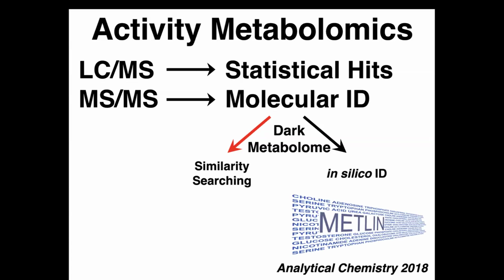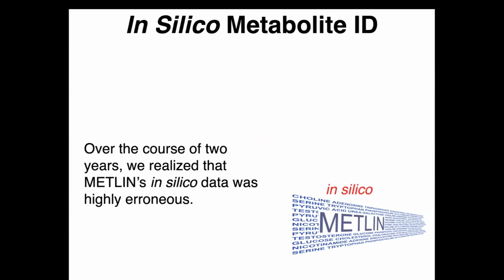And we originally populated Metlin in 2018, and that was mentioned in an Analytical Chemistry paper back then. However, over the course of roughly 2 years, we realized that Metlin's in silico data was highly erroneous. And this was not only us recognizing it, but the really large user base we have. Between AMMS and Metlin, we have roughly 55,000 registered users, and we're oftentimes getting feedback that the in silico data was just not accurate, not very useful for predicting what the molecule actually was.